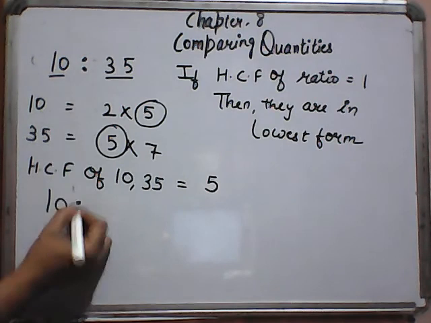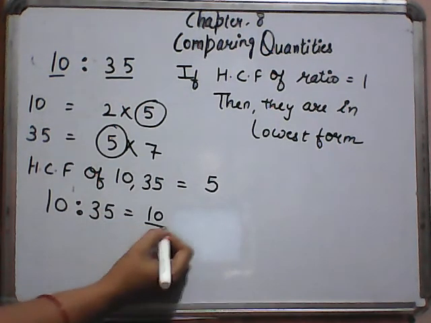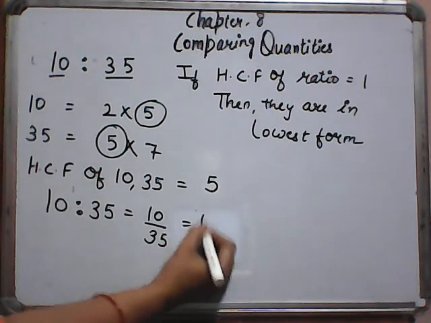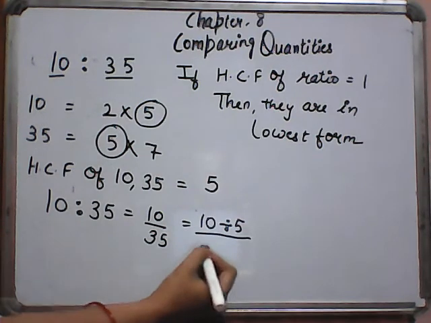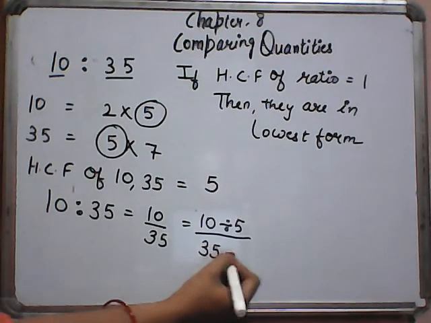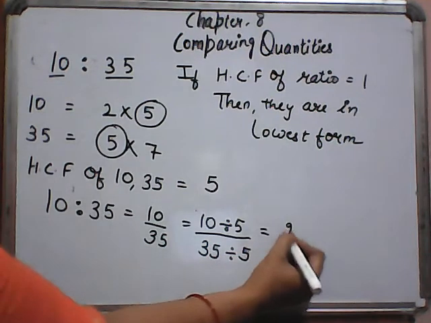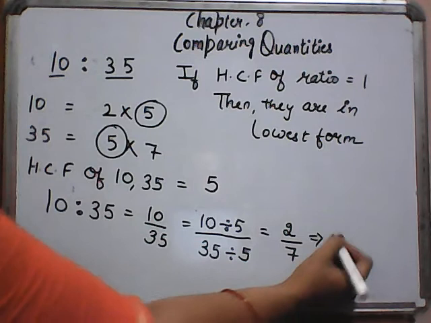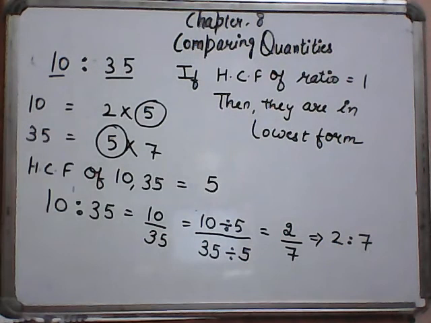Now 10 ratio 35 can be written as 10 divided by 35. Now divide the numerator by the HCF as well as the denominator by their HCF. 10 divided by 5 is 2. 35 divided by 5 is 7. So 2 ratio 7 is the lowest form of 10 ratio 35.